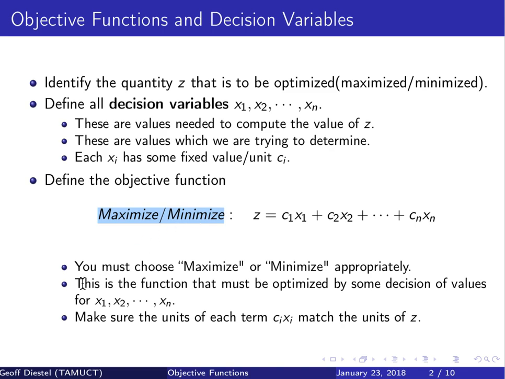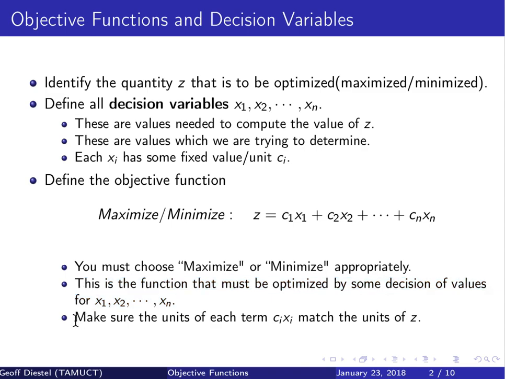So this objective function, z, is a function of the variables x1, x2, and so on. And the numbers c1, c2 are like coefficients that are known numbers. So again, this is the function that is to be optimized by some decision of the values of x1 through xn. That's why they're called decision variables. We want to basically do the math without knowing the solution to figure out what those values need to be.